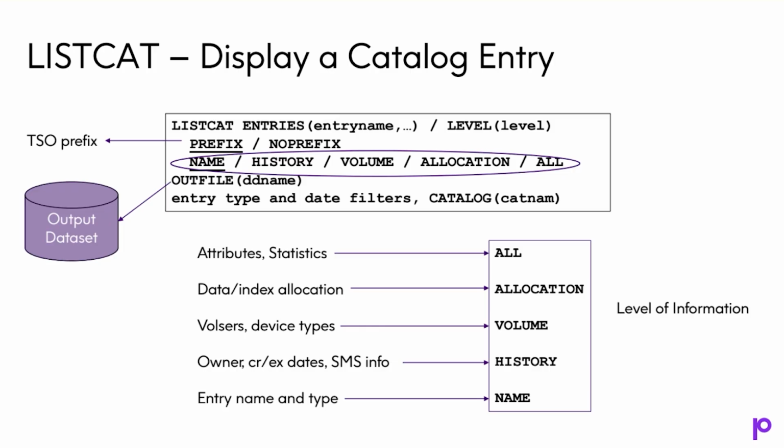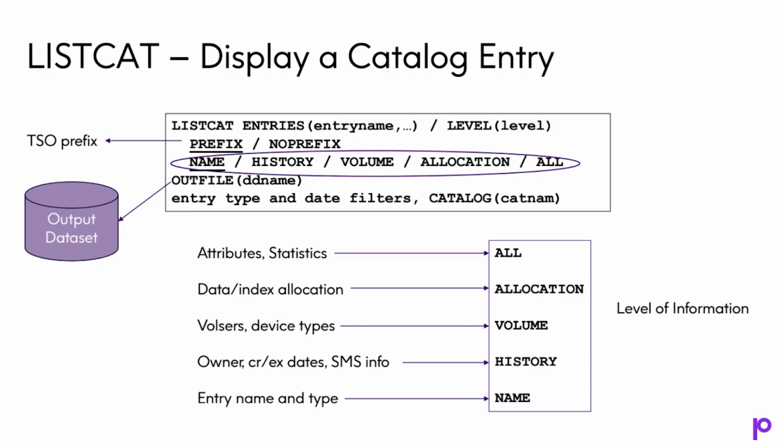It's probably one of the oldest control statements in the entire IBM inventory. And so with listcat, I have to tell it what entries I'm interested in or what qualifier level I'm interested in. If I issue this under TSO, it'll be automatically prefixed. So if I want to issue a listcat under TSO, I need to put the name in quotes if I don't want the TSO prefix prepended to it.